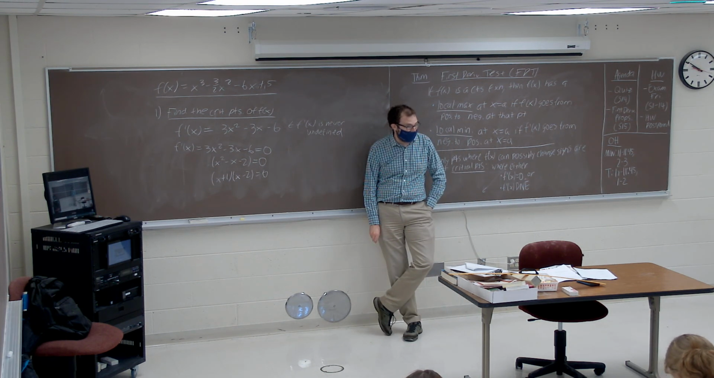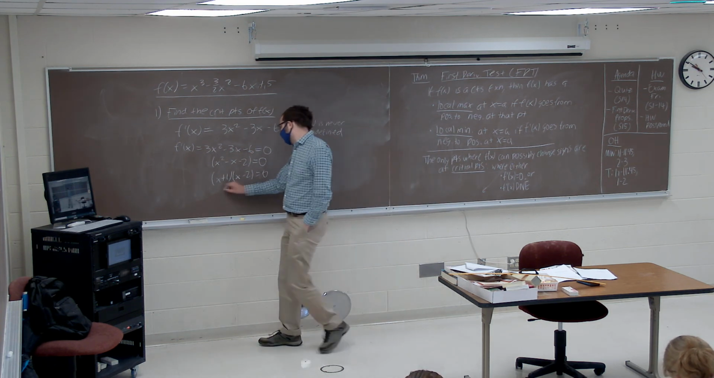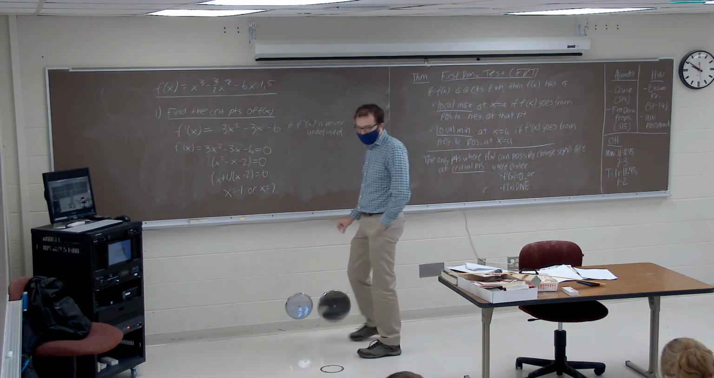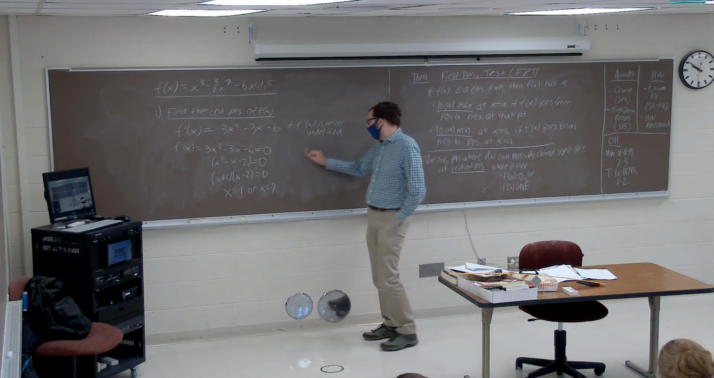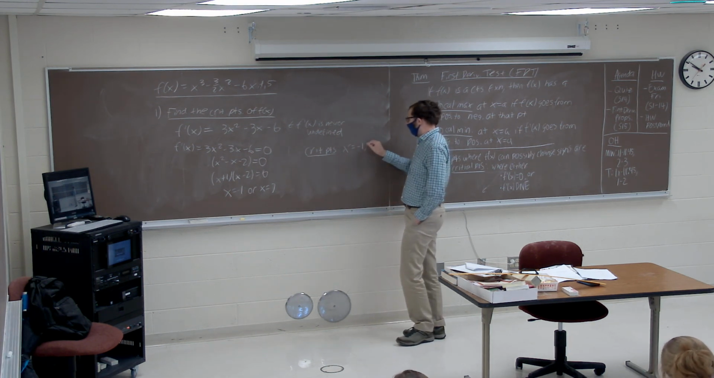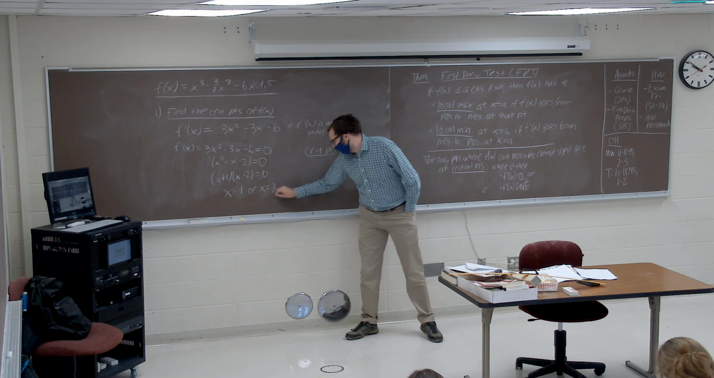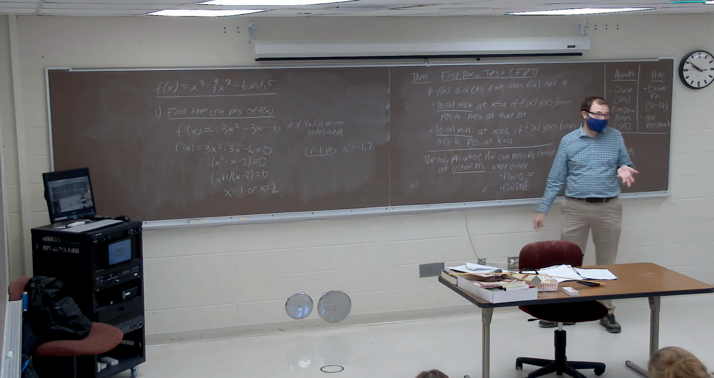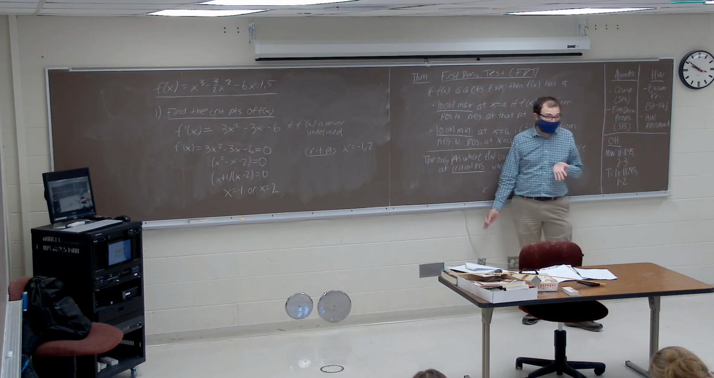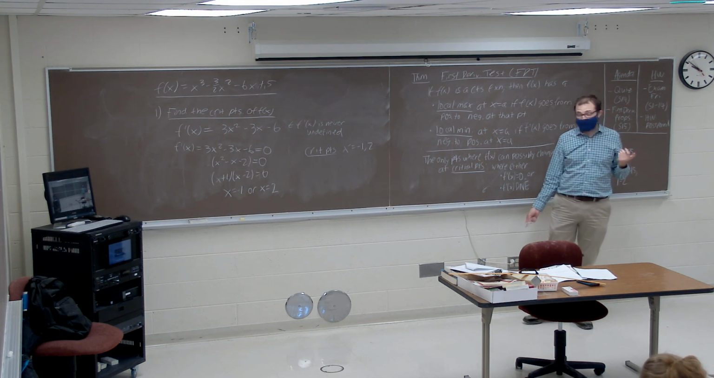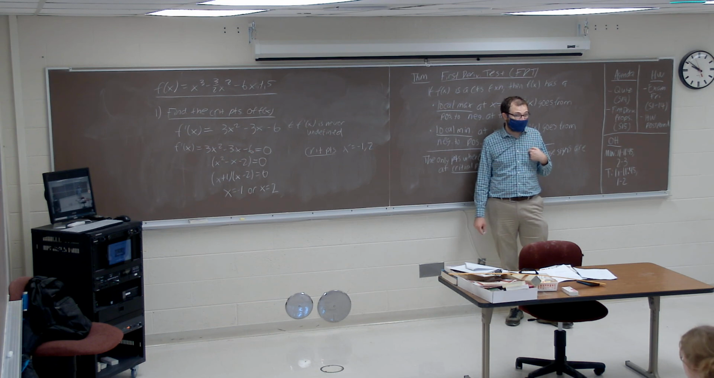So what would x have to be in order for this to come out to 0? Negative 1 or 2. We're going to either get x equals negative 1 or x equals 2. So it looks like we're going to have 2 crit points on our function, at negative 1 and at 2. And according to the first derivative test, these are the only 2 points where we could potentially have a local max or a local min, if x equals negative 1 or if x equals 2.